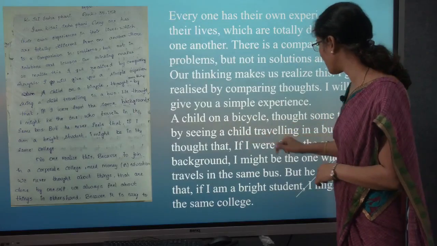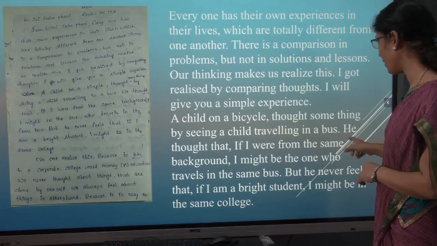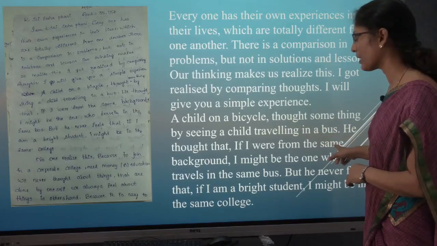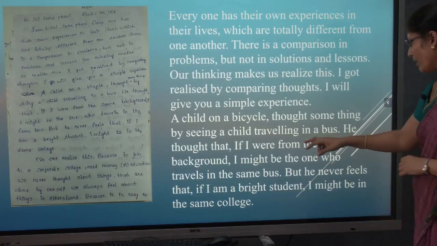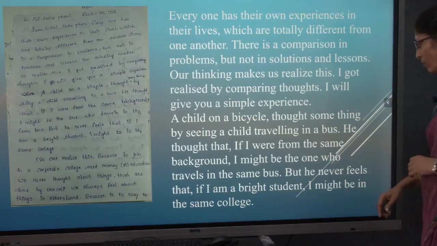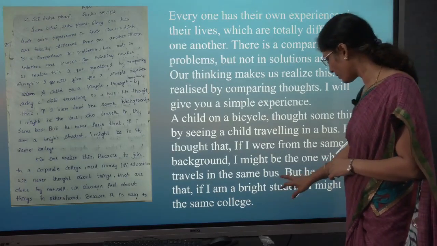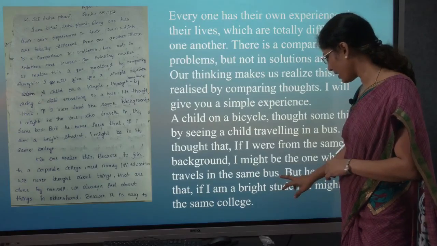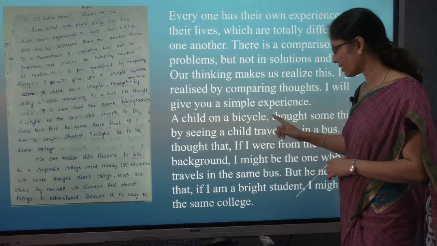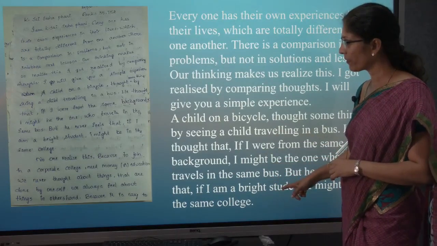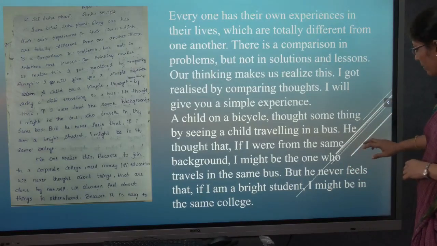A child on a bicycle thought something by seeing a child traveling in a bus. See that the sentence is incomplete. Then the idea is incomplete. He thought that if I were from the same background, I might be the one who travels in the same bus. Of course, we can understand what she wants to express. But do you think it is the right way of expression? No. Okay. So these are the common problems of many students.